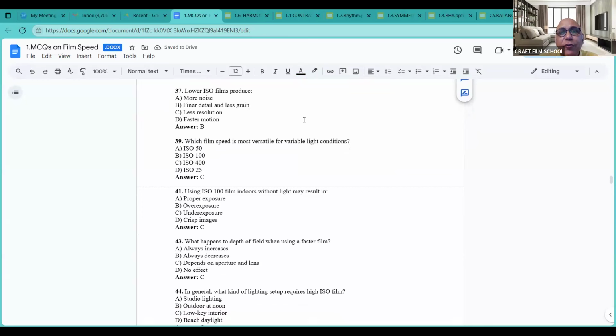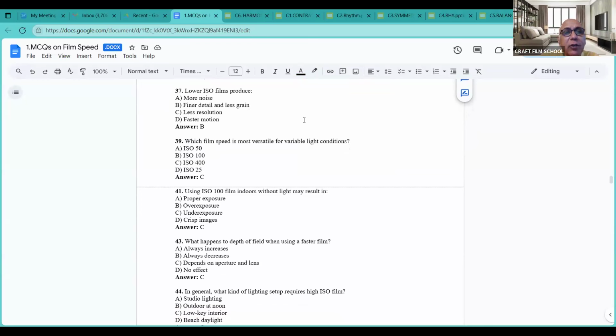Lower ISO film produces fine grain. So for fine grain film, he is asking, indirectly, what is the property of a fine grain film? More noise, no. Finer detail and less grain, yes. Less resolution, no. It is a very high resolution photograph, only then you will get that fine grain.